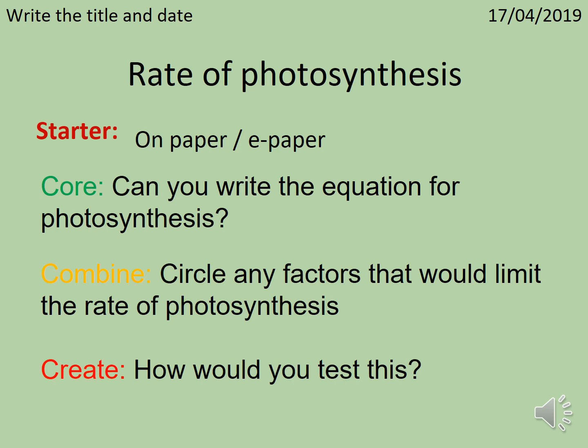So can you think of anything that may make photosynthesis happen faster or slower if it was there in greater or fewer amounts? And for create, this is thinking more along a practical kind of idea. How would you be able to test whether the rate of photosynthesis had sped up or slowed down?